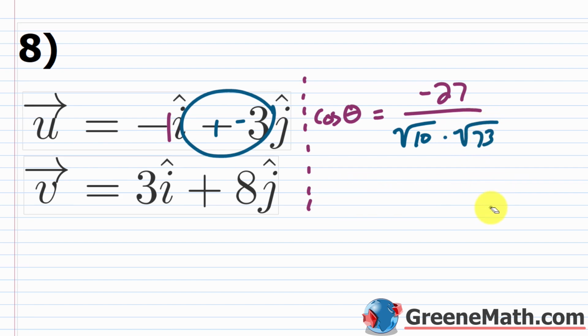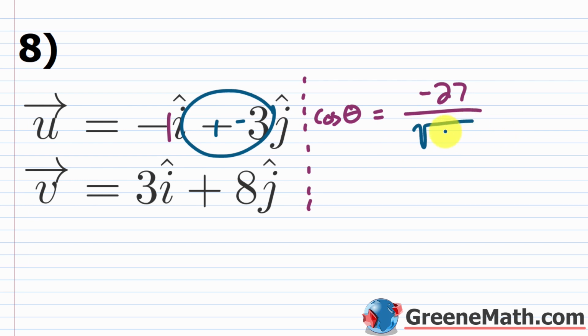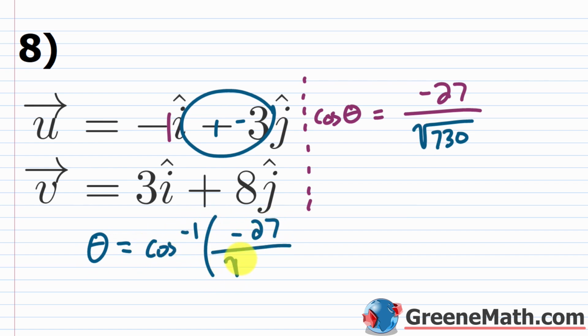Okay, let's get rid of this and let's think about this. You could punch this into your calculator again as is, or you could multiply first. So you could say this is the square root of 730. And so let's go ahead and say that theta is equal to the inverse cosine of -27 over the square root of 730. So this is approximately, I get about 177.88 degrees if I round to the nearest hundredth. So the angle between my two vectors u and v is going to be about 177.88 degrees.